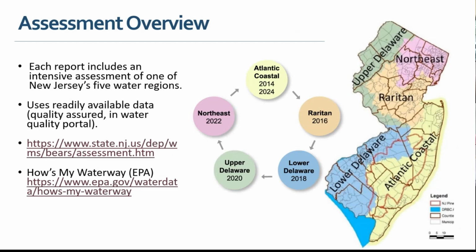So each report includes an intensive assessment of one of New Jersey's 5 regions, and we rotate around to the different regions so that each region is focused on every 10 years, but the entire state is assessed every 2 years.